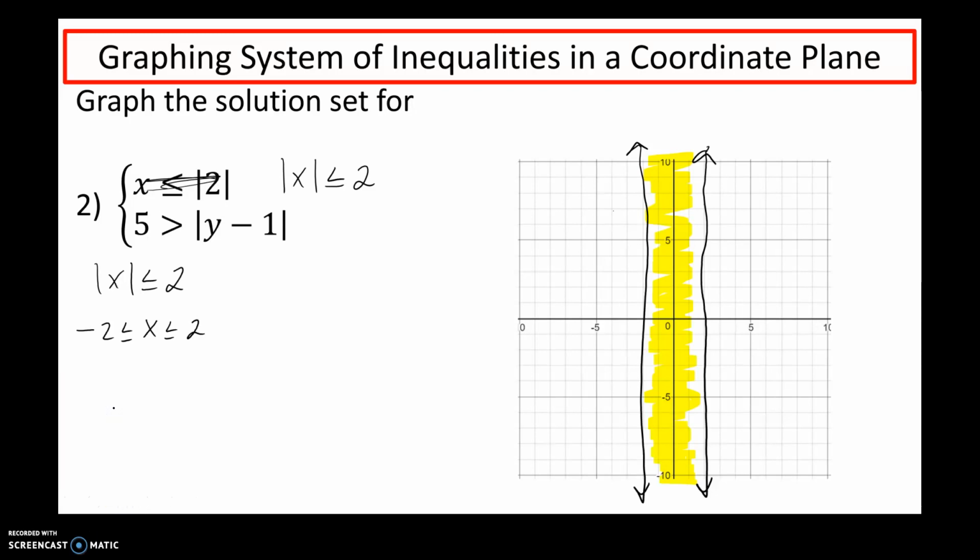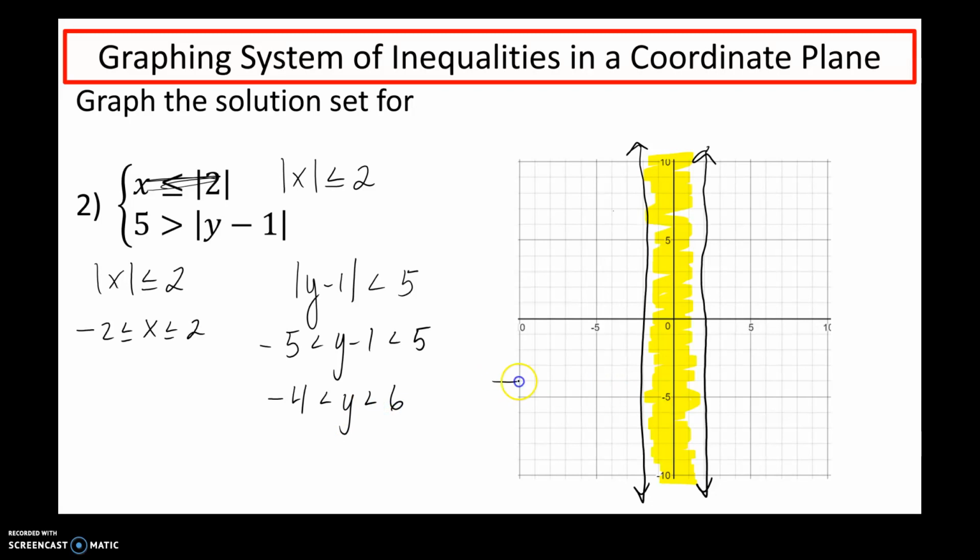Okay, 5 is greater than the absolute value of y minus 1. I'm going to change that so the y is written first. So absolute value of y minus 1 is less than 5. This is another and problem. So to get rid of the absolute value, I bound the region between negative 5 and 5. Adding 1, negative 4 is less than y, which is less than 6. Okay, these are dashed boundary lines.